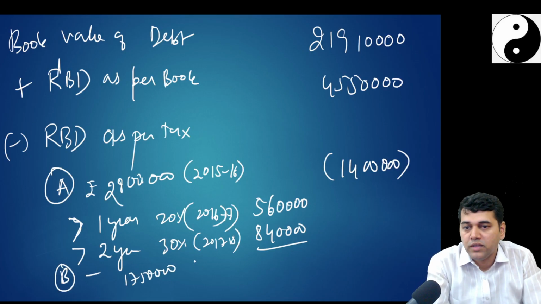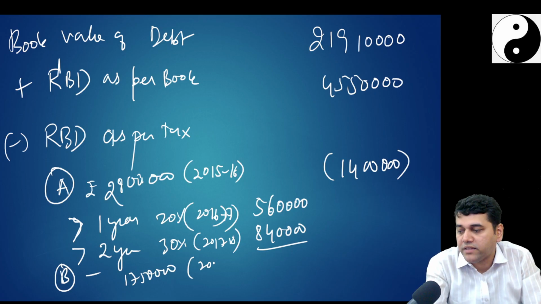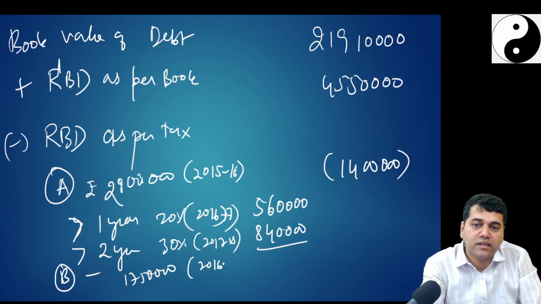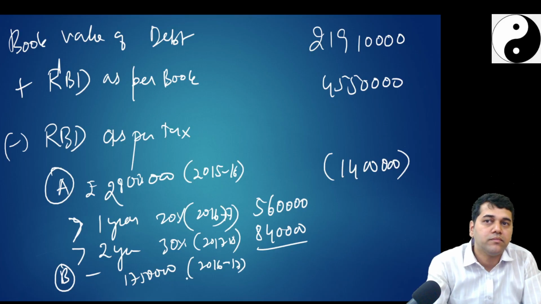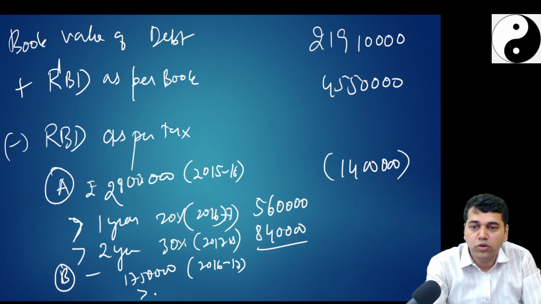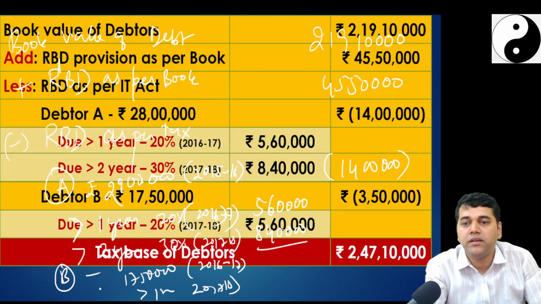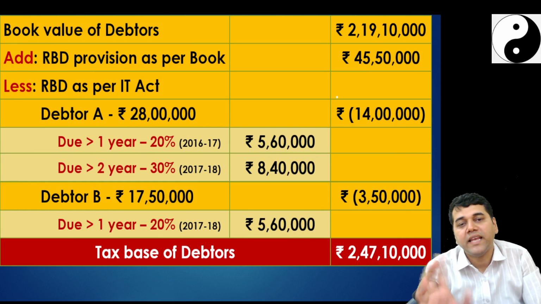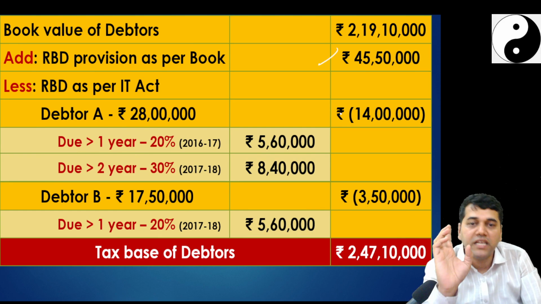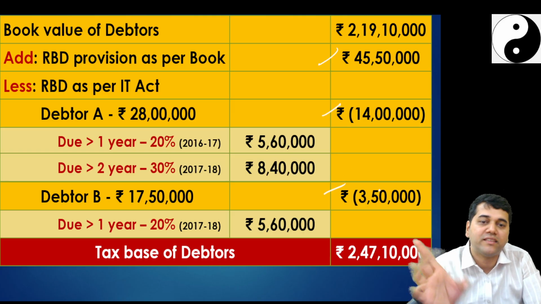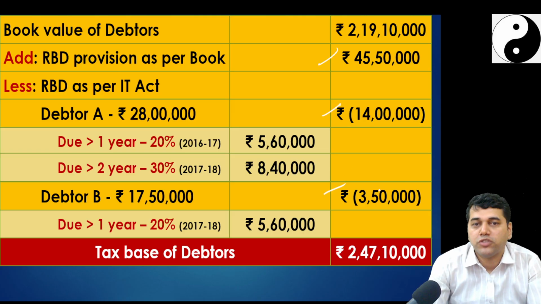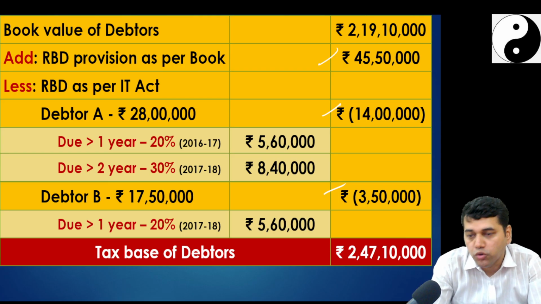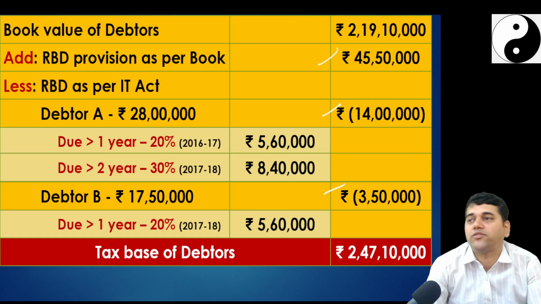Debtor B is 17,50,000. He came into the picture only in the year 16-17. In 16-17, did I claim any money? No. So he is more than 1 year only in 2017-18. There I claimed 20%. So on this, in accounting I have written off the full amount, but income tax has given me two deductions of 14 lakhs and 3,50,000. So the tax base of the debtor is 2 crore 47 lakhs 10,000.